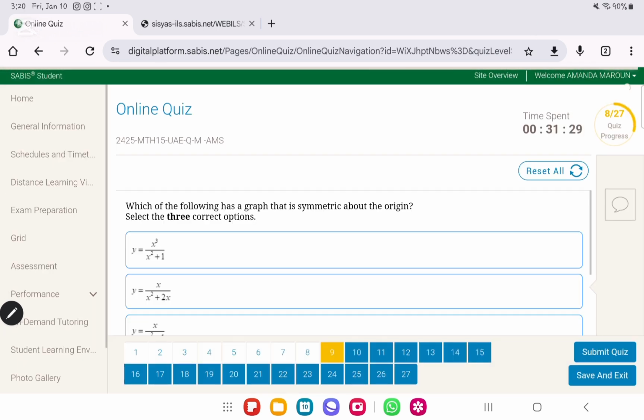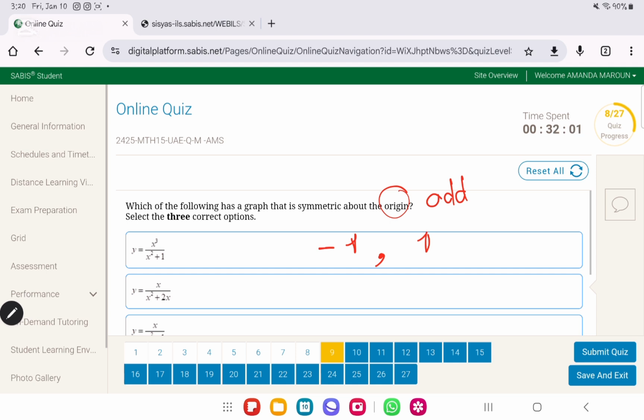So moving on to question number 9, we need to know which one is symmetric about the origin. Symmetric about the origin means it is odd. And if it is odd, what are we going to do? We are going to substitute -1 and 1 in the x, okay? And if we get opposite answers, that means this is odd. So I'm going to do the first one as an example, and the rest you can do as practice. I will choose the rest because I know the answers.